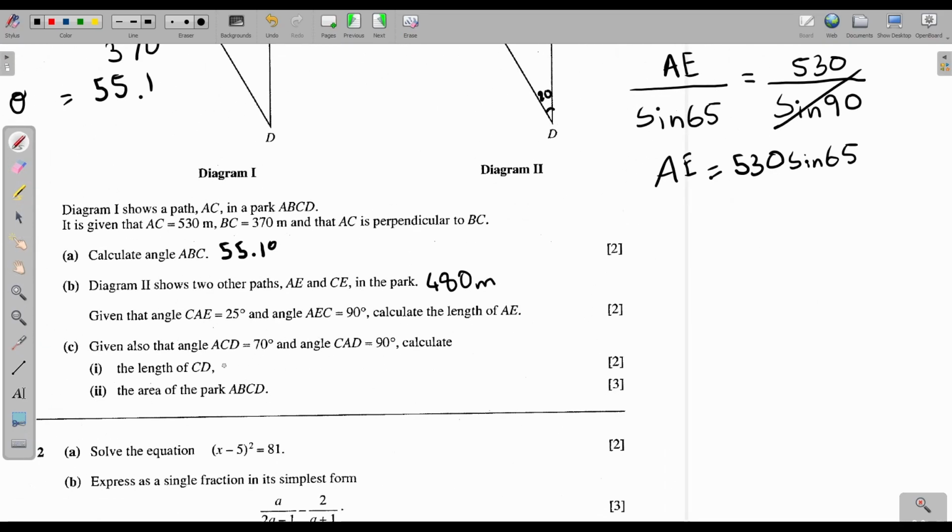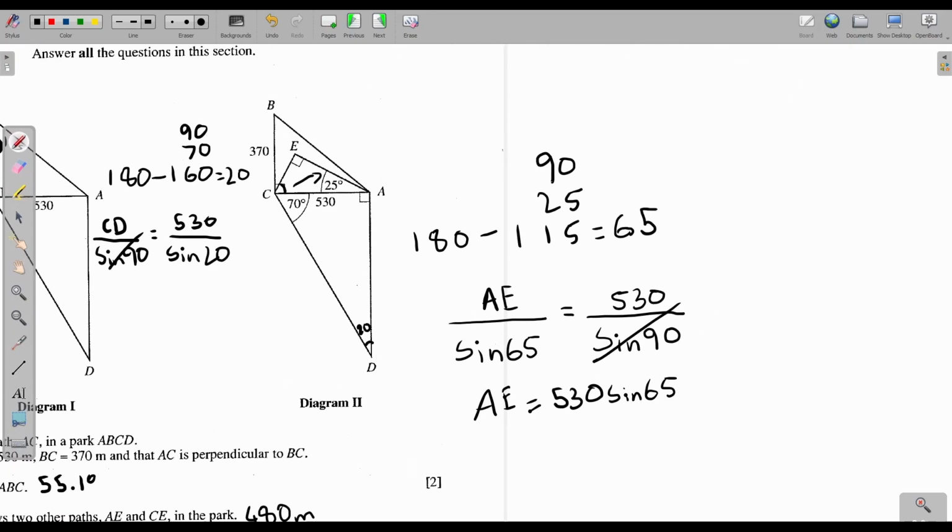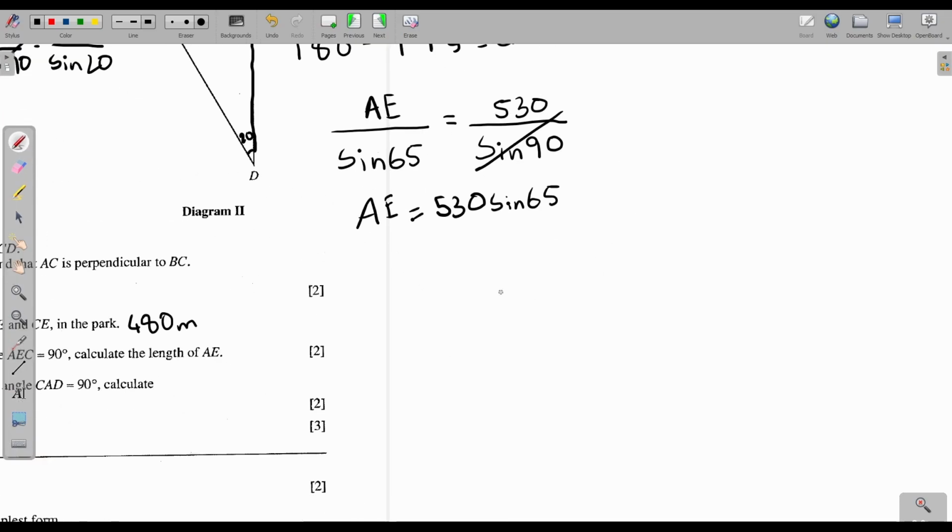So the first part of this is 1550 meters, and now we need to find the area of ABCD. So the area of the entire park, now I can do this by calculating the area of the two triangles. I can also figure out that this is a trapezoid, and we know how to get the area of a trapezoid as well. If you don't know what the area of a trapezoid is, it is half into the height, which is basically the distance between the two parallel lines, and then into the sum of the parallel sides.